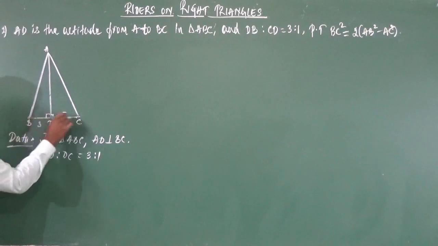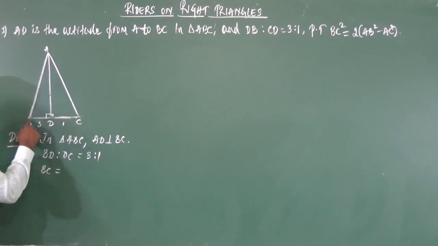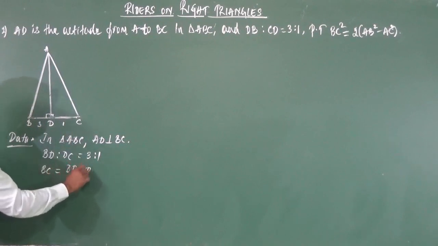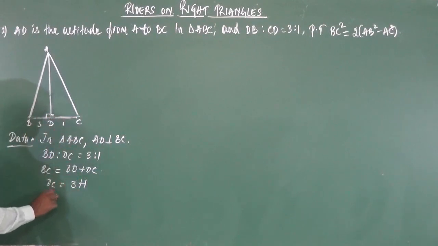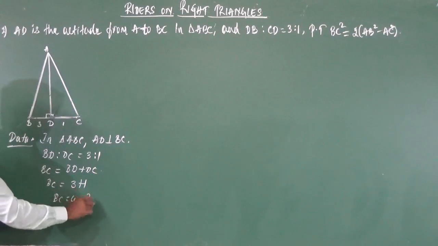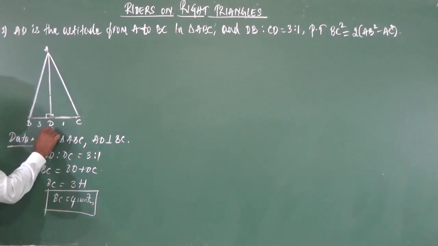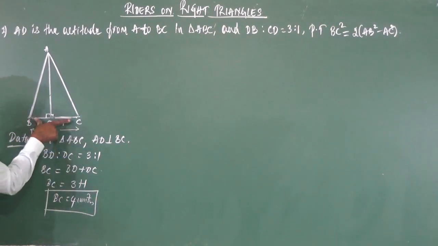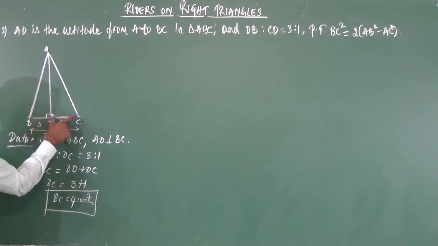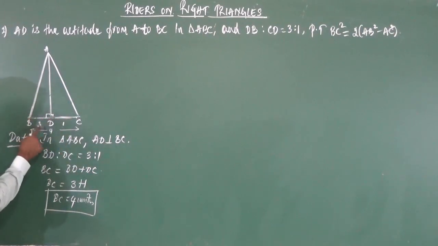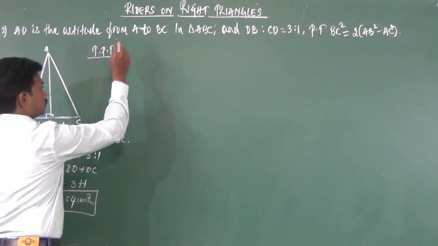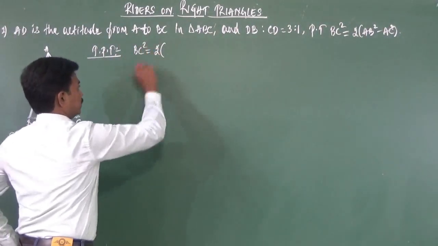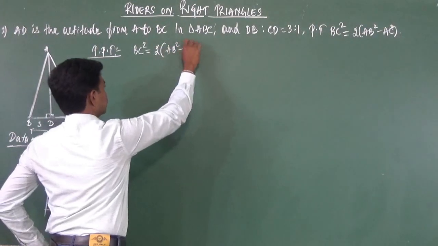So here we know that BC is BD plus DC. So BC is equal to BD, which is 3 units, and DC is 1 unit. So BC is equal to 4 units. Entire BC is 4 units here. Out of these 4 units, this is 3 units, and out of these 4 units again, this is 1 unit. So BD will be 3/4 of BC and DC will be 1/4 of BC. Okay, we have to prove that BC square is equal to 2 into (AB square minus AC square).